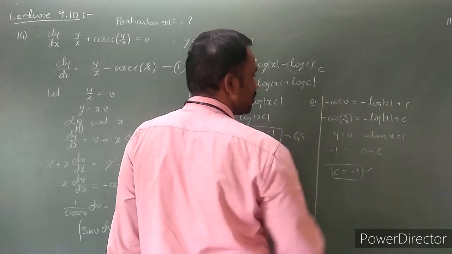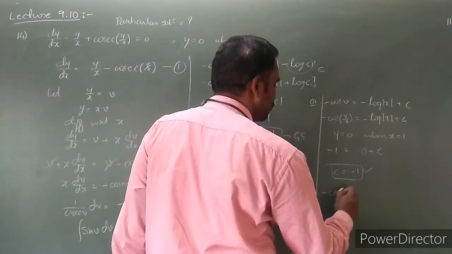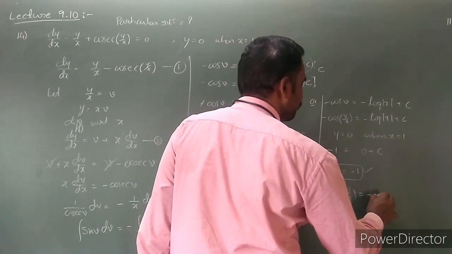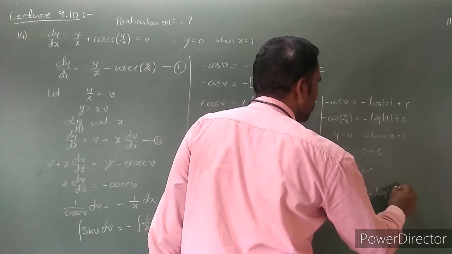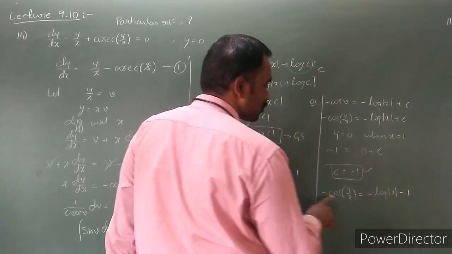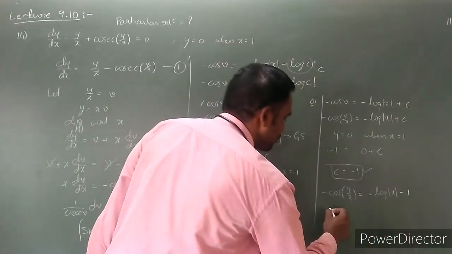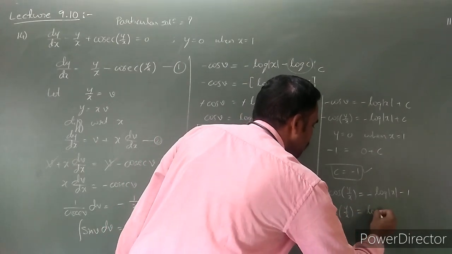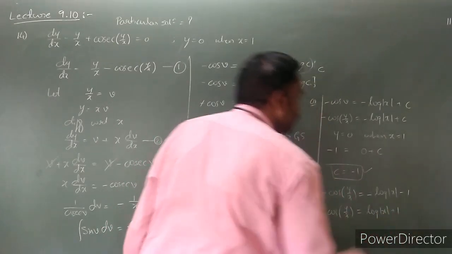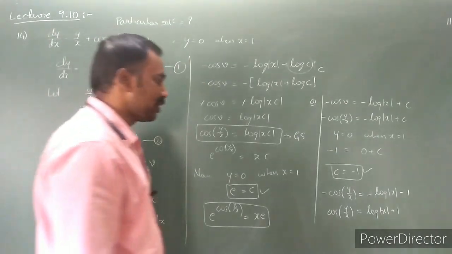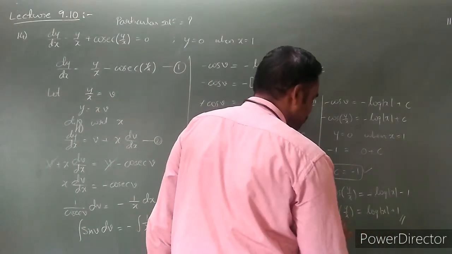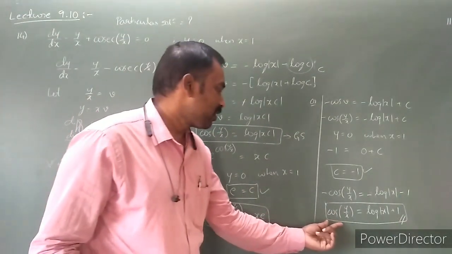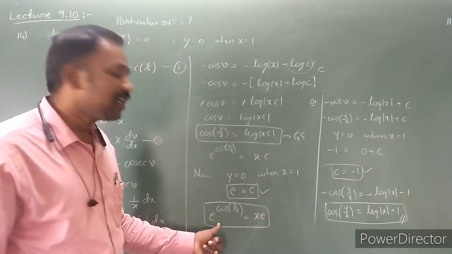So here we can replace the c value: minus cos of y by x is equal to minus log of mod of x plus c value, which is minus 1. Taking the minus 1 as common and cancelling throughout, cos of y by x is equal to log of mod x plus 1. This is also the correct result. No need to worry. Are you clear? How do you get this one? On simplifying again, we will get the same result.